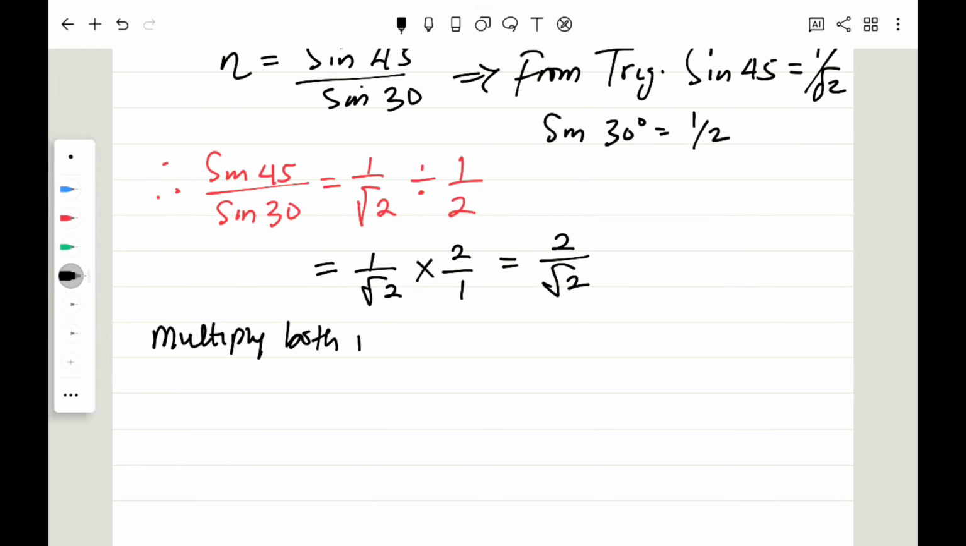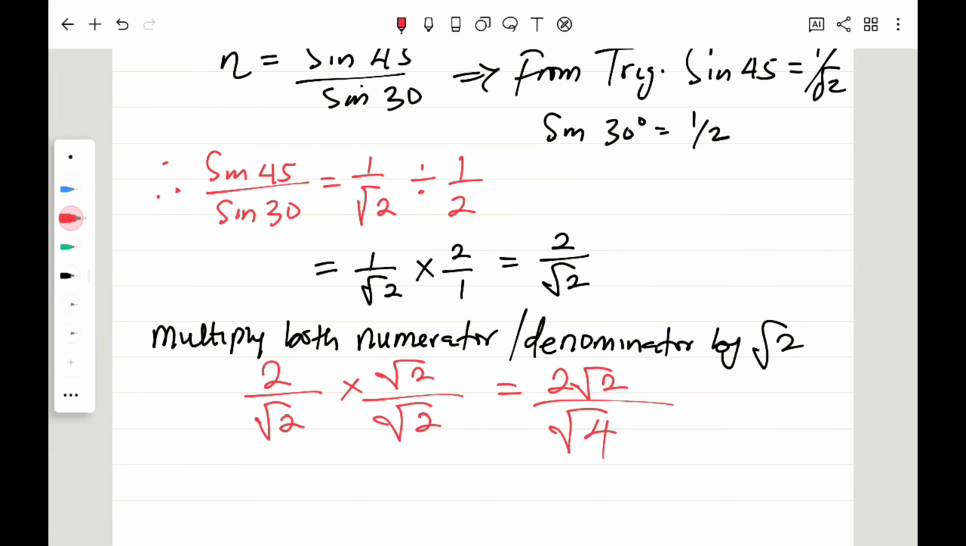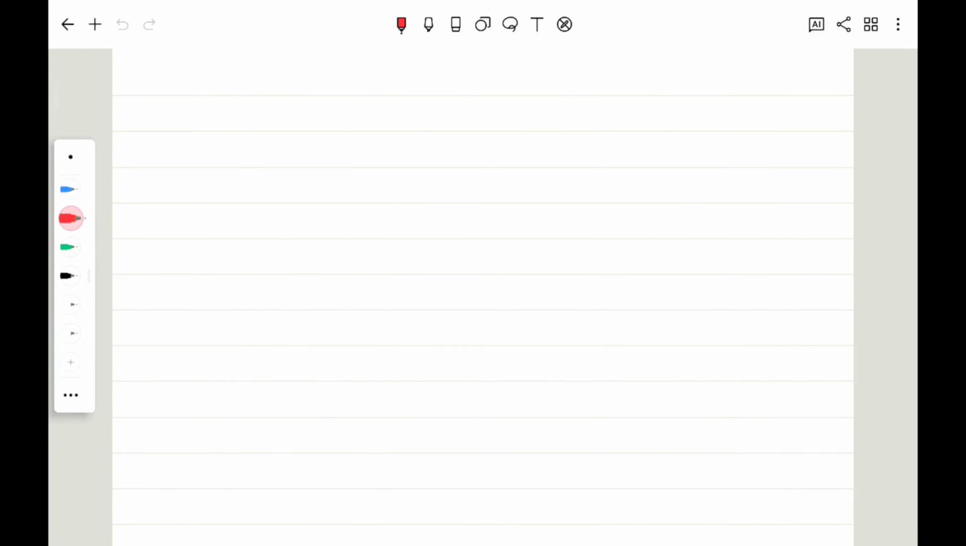Multiplying both the numerator and the denominator by root 2, we're going to have our refractive index to be 2 over root 2 times root 2 over root 2. So that we're going to have 2 multiplied by root 2 divided by root 4. So 2 root 2 over 2. Is that clear? So 2 will cancel out 2. Our refractive index is equal to root 2. I hope this was clear.